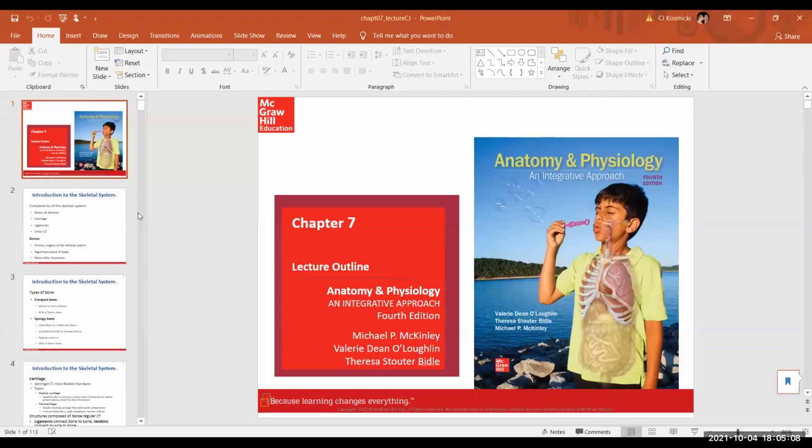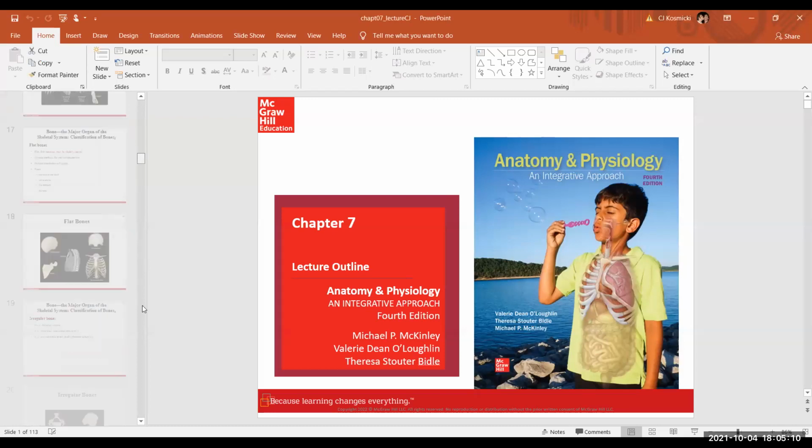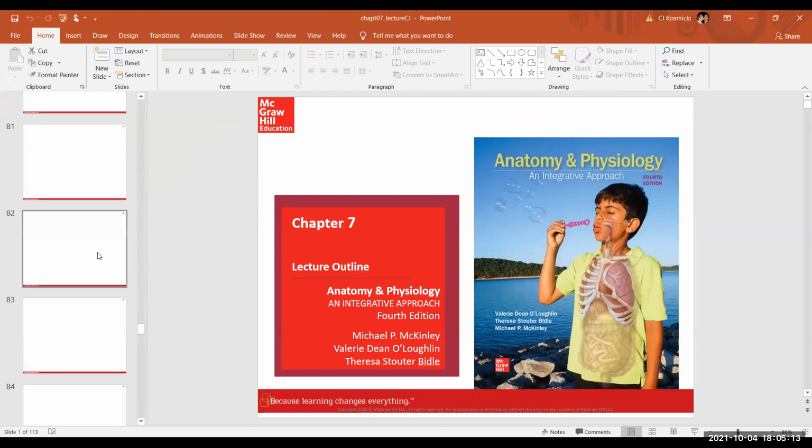And we'll discuss the remaining material for chapter 7 on the bones, the skeleton here and whatnot. Let's get to where we were going.